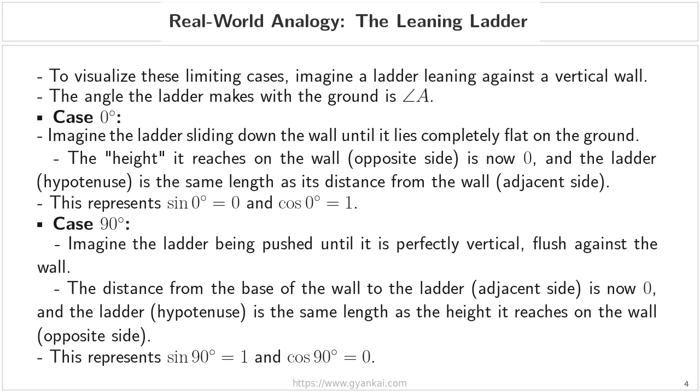As we move to the next slide, we will see how these specific values for sine and cosine lead us to understand why some of the reciprocal ratios, like cosecant or secant, actually become undefined.